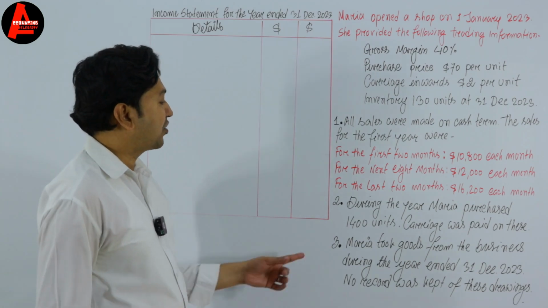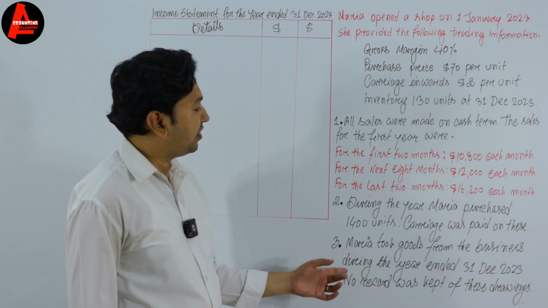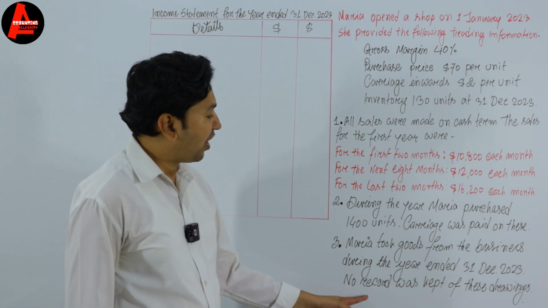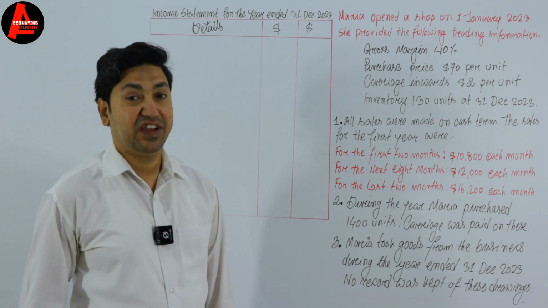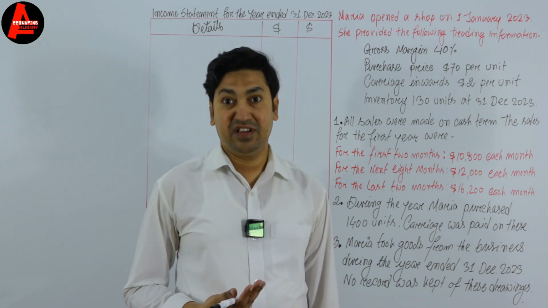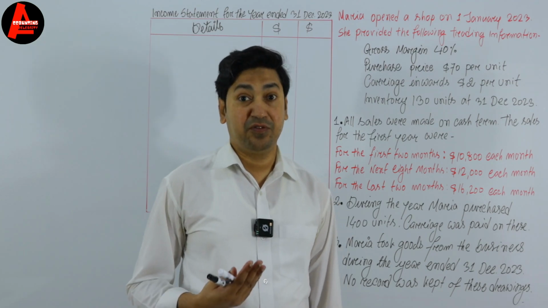Number three, Maria took goods from the business during the year ended 31st December 2023. No record was kept of these drawings. So here we need to calculate drawings as well. Don't worry, it won't be complicated, but you need to pay full attention.